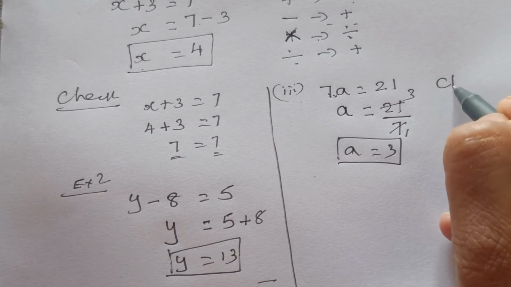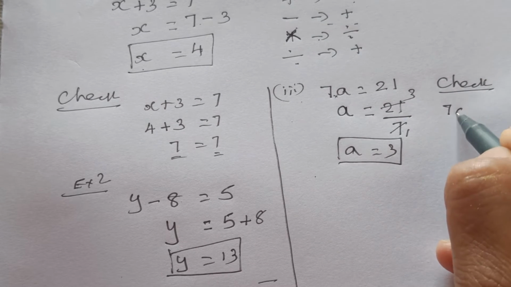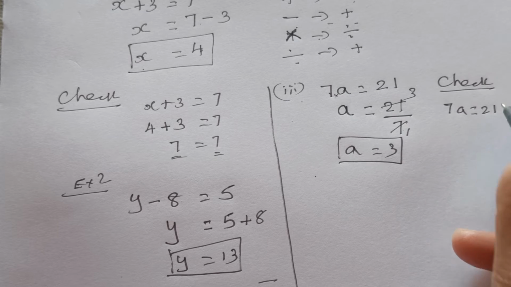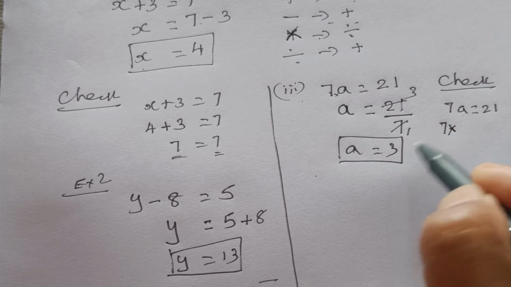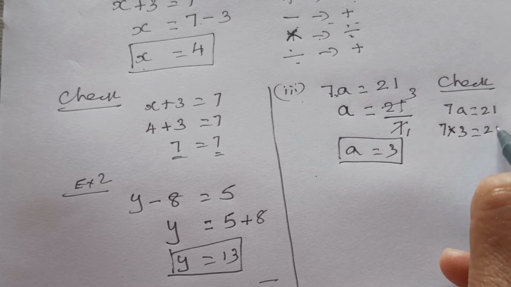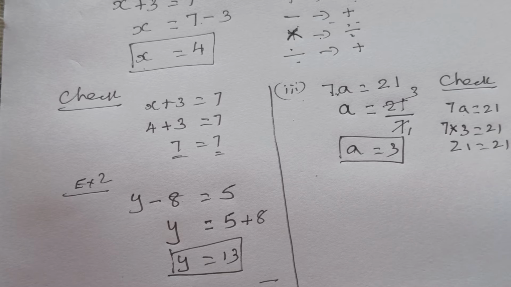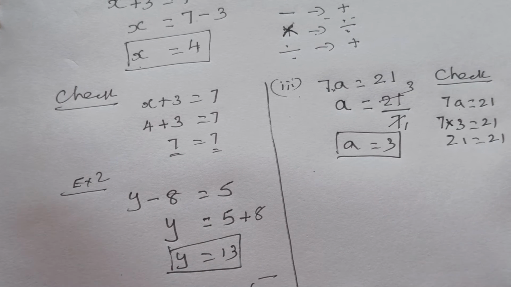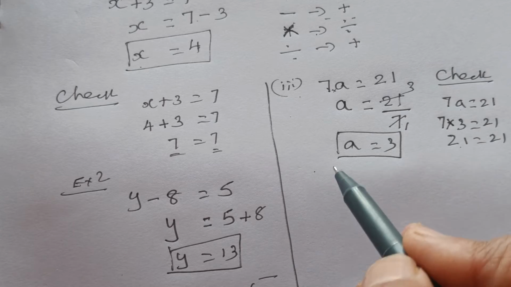Now shall we check it? So let us check the answer. What is the given equation? 7a equal to 21. That is 7 into the value of a, which is 3, equal to 21. And 7 threes are 21. We are getting the same answer on both the sides. So left hand side equal to right hand side. So our solution is correct.